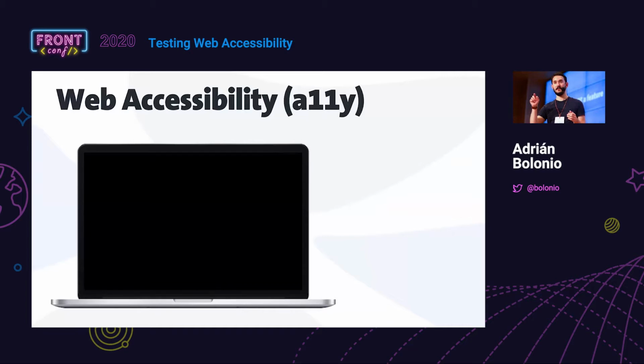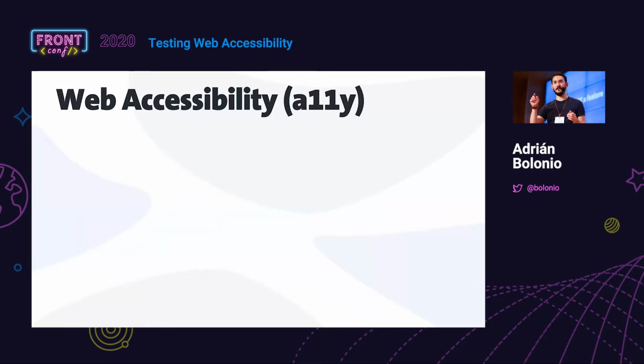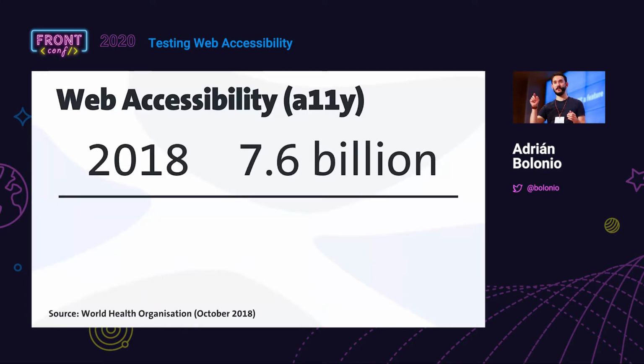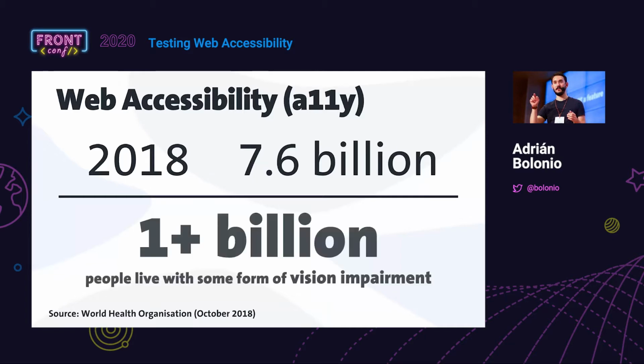Let me give you some numbers. Two years ago, we were around 7.6 billion people in the world, and more than 1 billion people live with some form of visual impairment. So when you develop your application, your e-commerce, your online business, those people are your audience as well. So we need to take care of them as well.